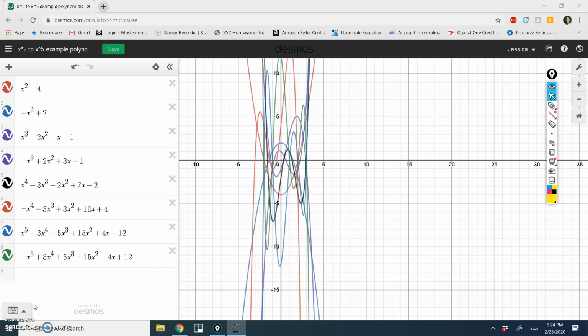Hey guys, in today's video we're going to look at analyzing polynomials from a graph. We are going to go over odd versus even shape. They do have different shapes, as we will see. And if you have a positive or negative leading coefficient, what does that do to your shape? As well as if you have an even polynomial but a negative leading coefficient, or an odd polynomial but a positive leading coefficient, what do your shapes look like?